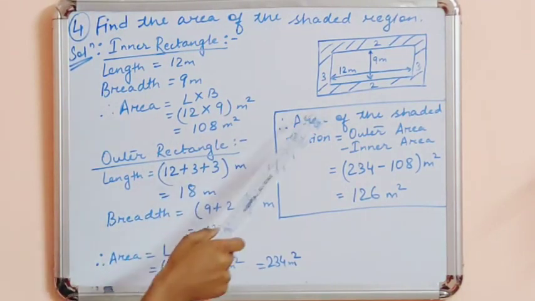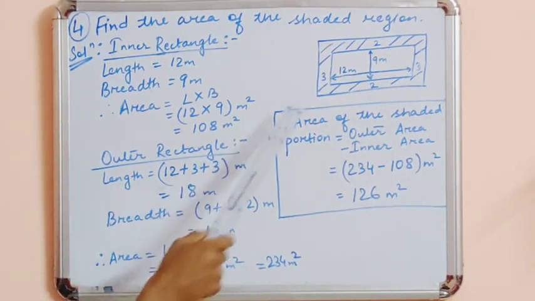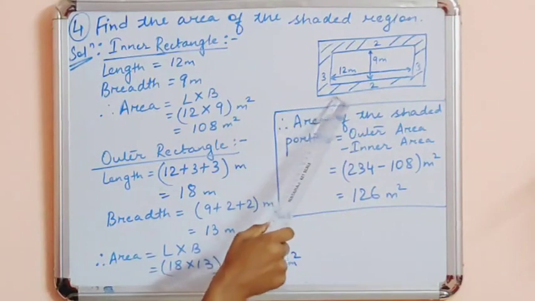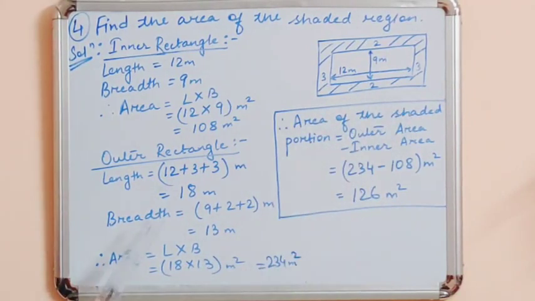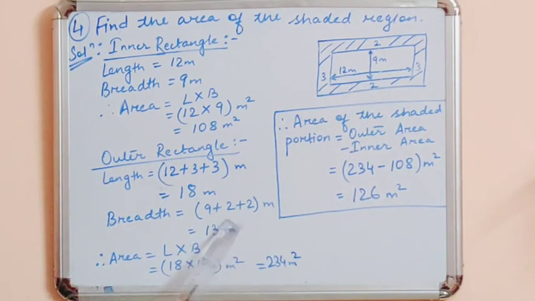Now for the outer rectangle, first we will have to calculate the length and breadth. So length will be 12 plus 3 plus 3, because we are calculating the length of the outer rectangle. So that comes to 18 meter. Similarly for the breadth, we will be calculating 9 plus 2 plus 2. So that is equal to 13 meter. So area of the outer rectangle will be the length into breadth. So length is 18 multiplied by 13, we get 234 meters square.